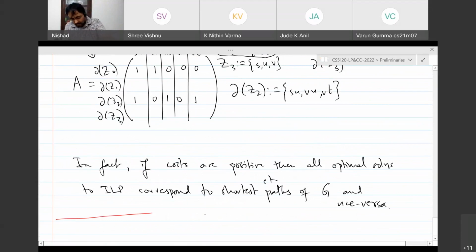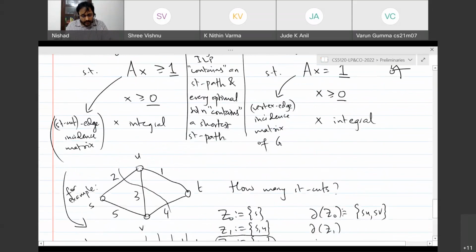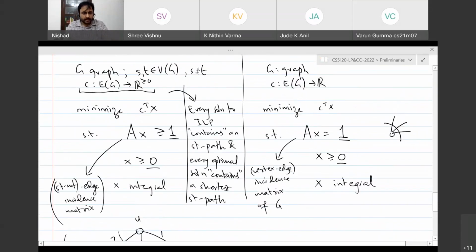So basically in this case, we need to impose the condition that X_e should be 0 or 1, but in that case, it won't be an ILP, right? Exactly. Because when we drop the integrality condition, we want to get an LP. So that's why we are going to just put X at least 0 and integral. But because we are minimizing, except for 0 cost edges, they will actually be 0 or 1. So in the optimal solutions, you will actually get 0 or 1 for each edge, except for the 0 cost edges. Does it answer your question?